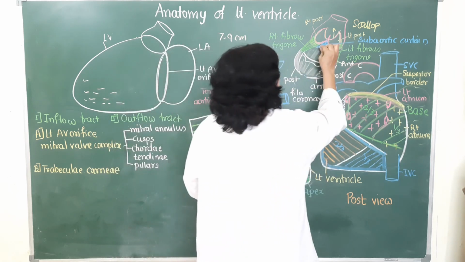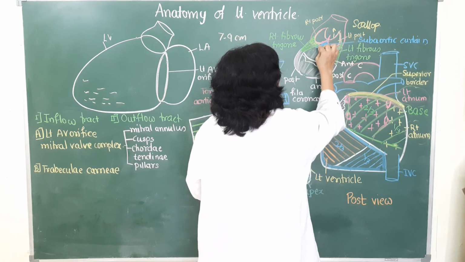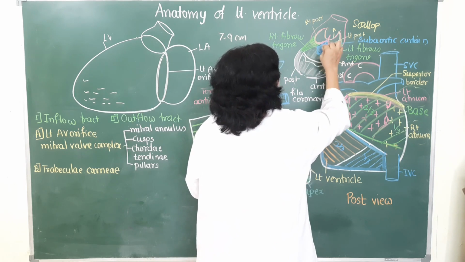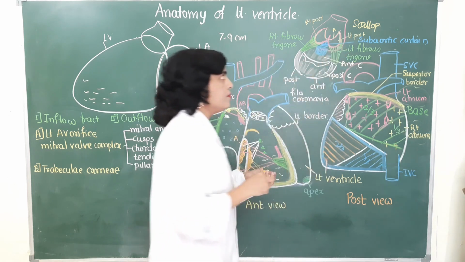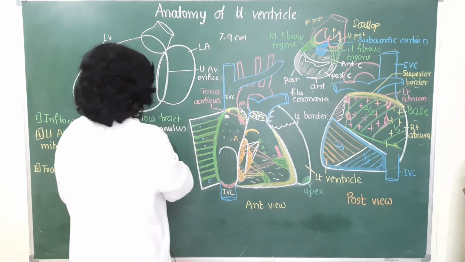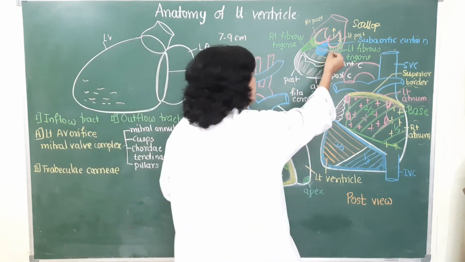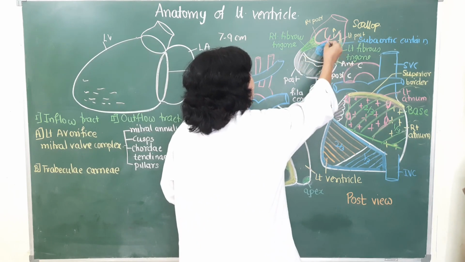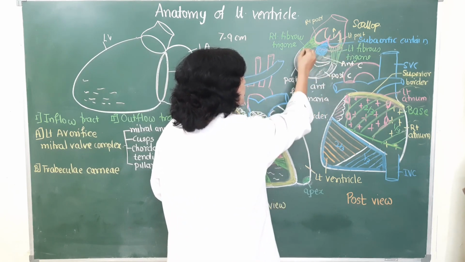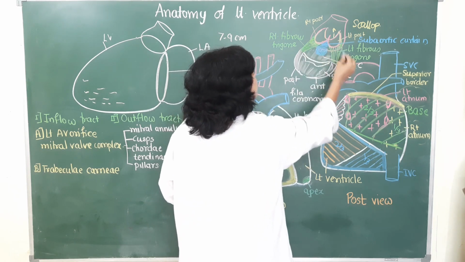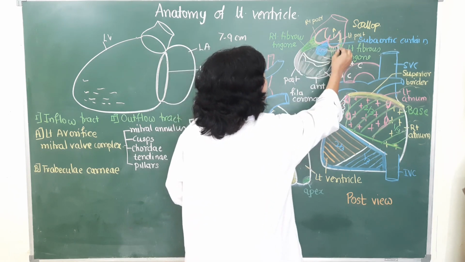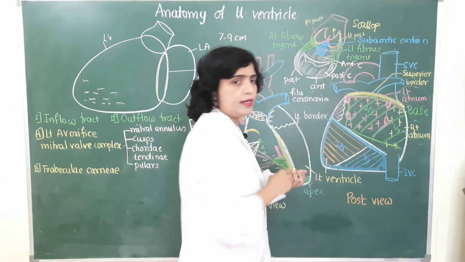Subaortic curtain, it extends down and forms the central part of this anterior cusp of the mitral orifice. So this mitral annulus, which is present over here, consists of anterior and posterior phyla coronaria, right fibrous trigone, left fibrous trigone and subaortic curtain.